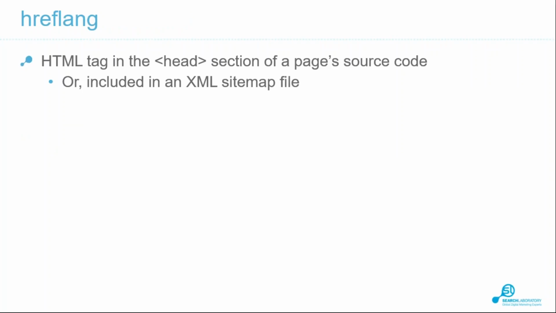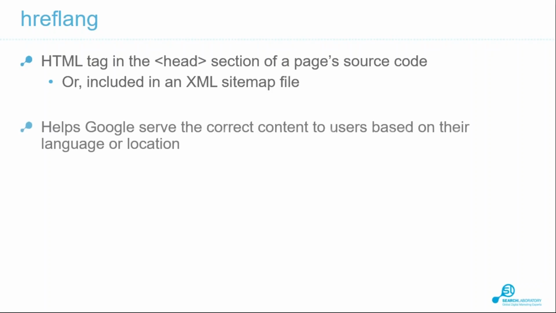So this is a piece of HTML code that primarily would appear in the head section of any web page within the source code. That's always been the traditional approach to implementing hreflang. However, more recently we've seen a lot of instances where this has been included in the XML sitemap file, which again is a totally legitimate way of applying this. Now I'll talk about how you might do this taking either approach and why one might be beneficial over the other. What the hreflang tag does, it helps Google serve the correct content to users based on their language and potentially their location if applicable.